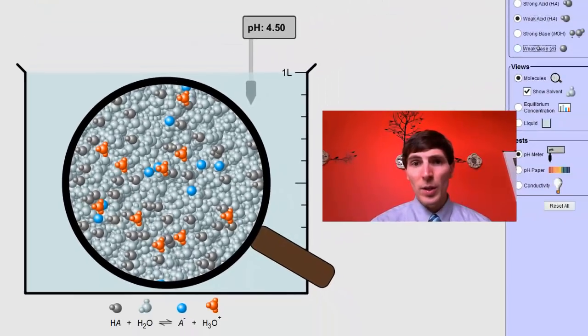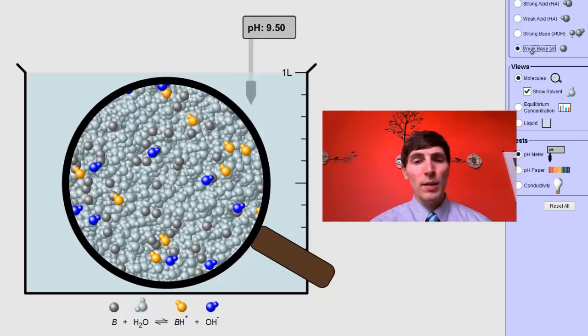I'll show you the weak base as well. So I have my base plus water. Only a small percentage of those actually dissociated or broke apart into those hydroxide ions that are in blue. You'll notice the pH was not nearly as high as it was just a moment ago. So this is the difference between strong and weak.